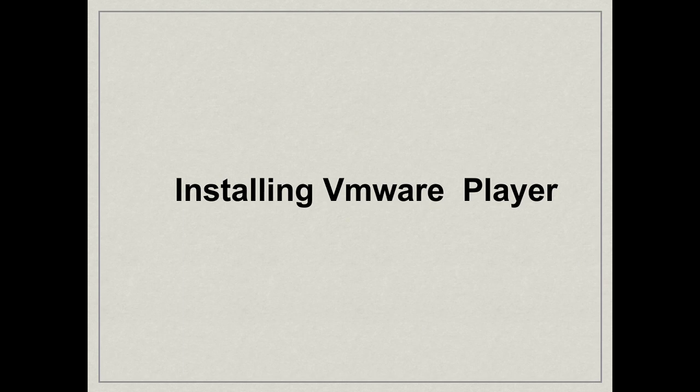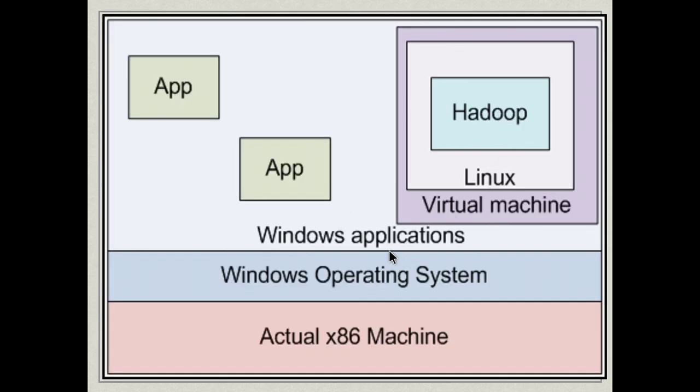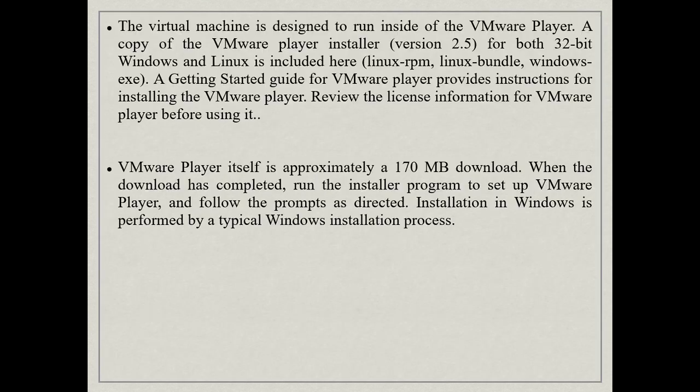So first step is, if you observe here, I hope everyone has a Windows 7 or Windows 10 operating system. So first step is I have to install the virtual machine. The virtual machine is designed to run inside of VMware Player. So a copy of the VMware installer and everything is available in the Yahoo Hadoop environment. So I will tell you how to download that one.